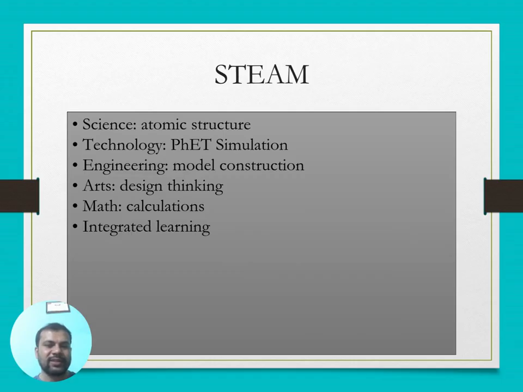Then technology is used through the PhET interactive simulations. Engineering is applied while designing and constructing the atomic model by using local materials. Arts are included through the creative designs and colorful presentation of learning materials. Then mathematics is applied while calculating the atomic numbers, proton numbers, electrons, mass numbers, and electronic configurations of these atoms or elements, and arranging the first 20 elements in the periodic table is related to mathematics. This integration makes the learning more enjoyable and interdisciplinary.